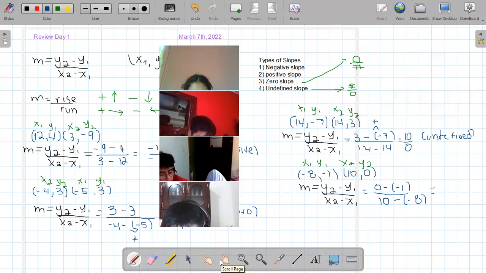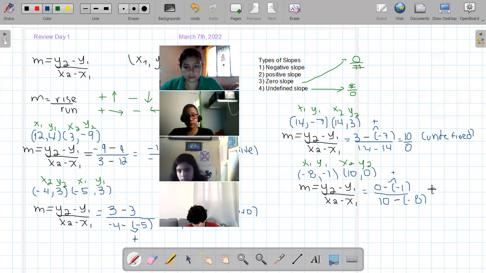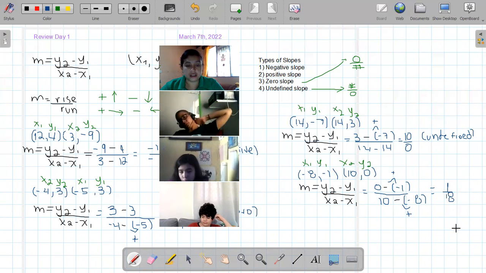Zero minus, it's positive. Okay. So 0 plus 1 is 1. Negative and negative is positive. So 10 plus 8 is 18. For this particular exercise, we got a positive slope. So that's what you do.